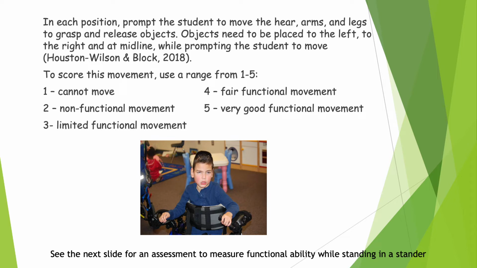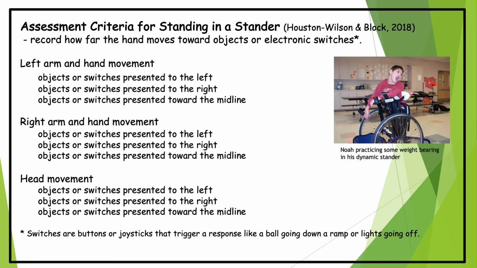And you would score them using a range of 1 to 5, and you see the different criteria there. And here we have an example of an assessment criteria for standing in a stander. So as Noah there is practicing some weight bearing, we might assess if he reaches for objects presented to the left, to the right, or to the midline. And then we do that with his left arm and his right arm, and in head movement.